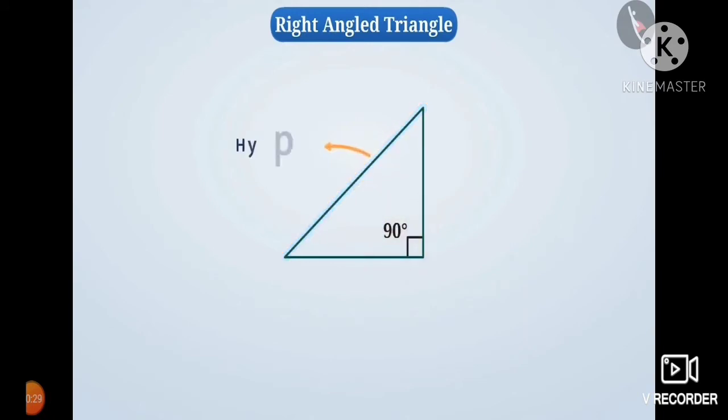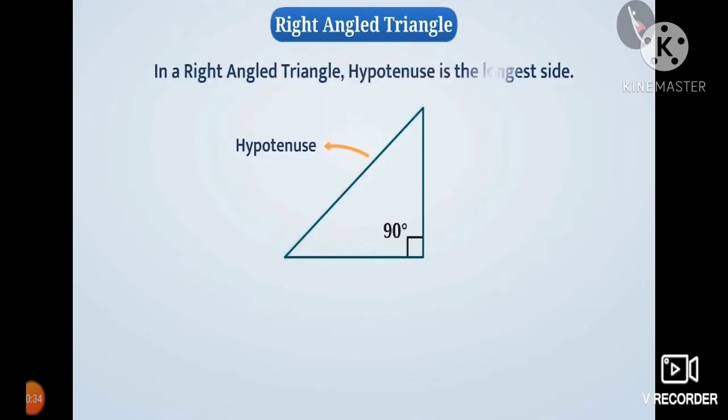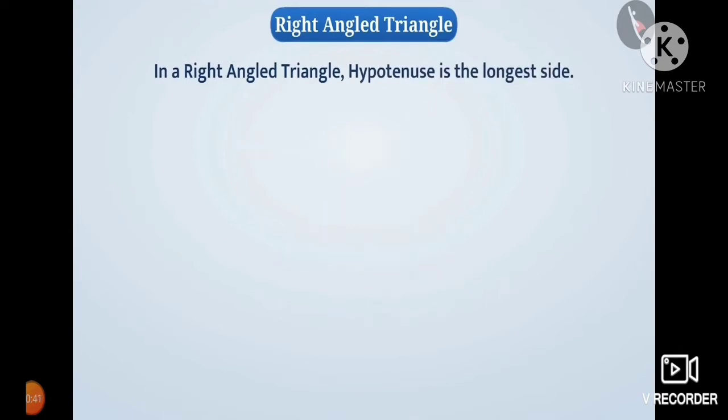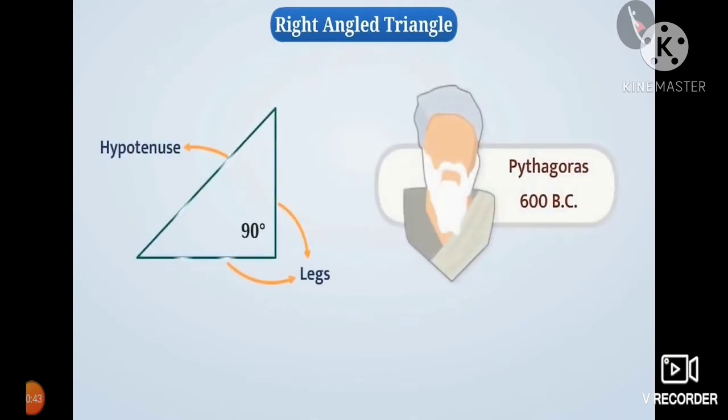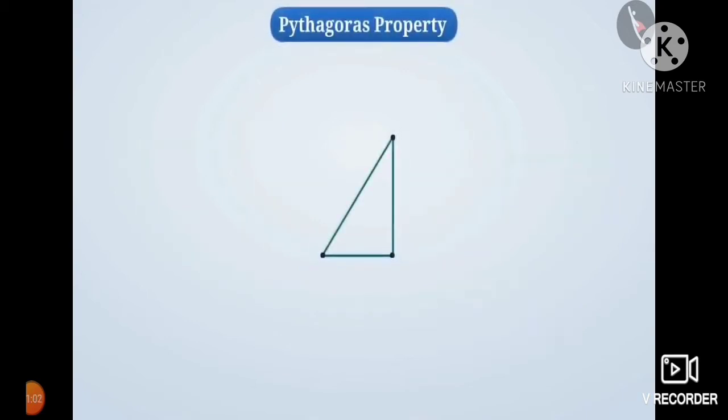The side opposite to the right angle is called the hypotenuse. The other two sides are known as the legs of the right angled triangle. This is the right angled triangle. Here is Pythagoras of the 6th century. He has given some ideas regarding his theorem. This is the Pythagoras theorem.